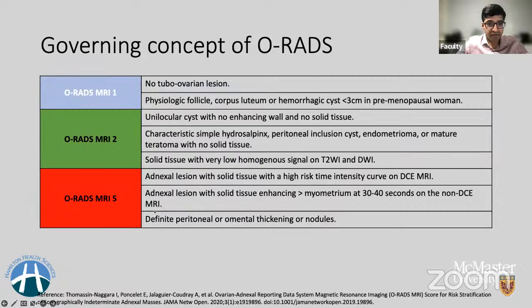Then O-RADS category 5, a definite peritoneal omental thickening has to be 5. Then lesions with solid tissue, high risk intensity, high risk type of enhancement. Or if you have non-dynamic assessment, then solid tissue enhances more than myometrium at 30 to 40 seconds.